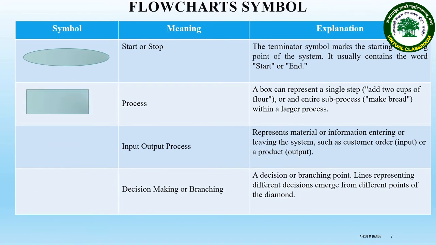Next one, process. A box can represent a single step, such as add 2 cups of flour, or an entire sub-process, such as make bread, within a larger process. Next, input-output. It represents material or information entering or leaving the system, such as a customer order, that is input, or a product, that is output. Next one, decision making or branching symbol. A decision or branching point, with lines representing different decisions emerging from different points of the diamond.